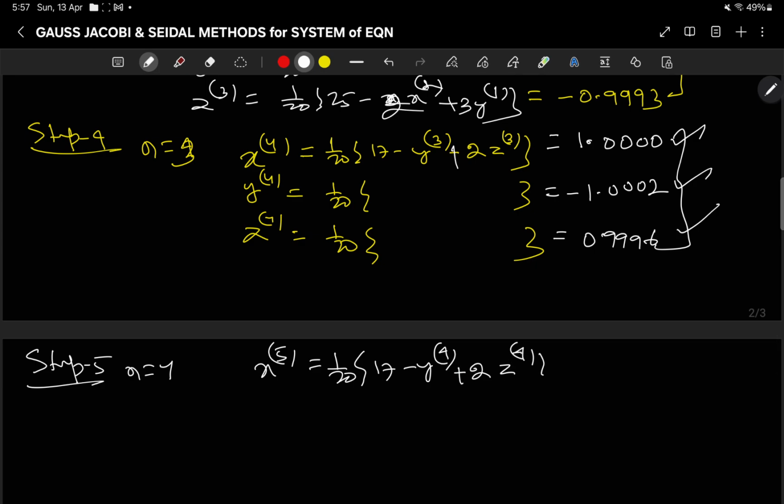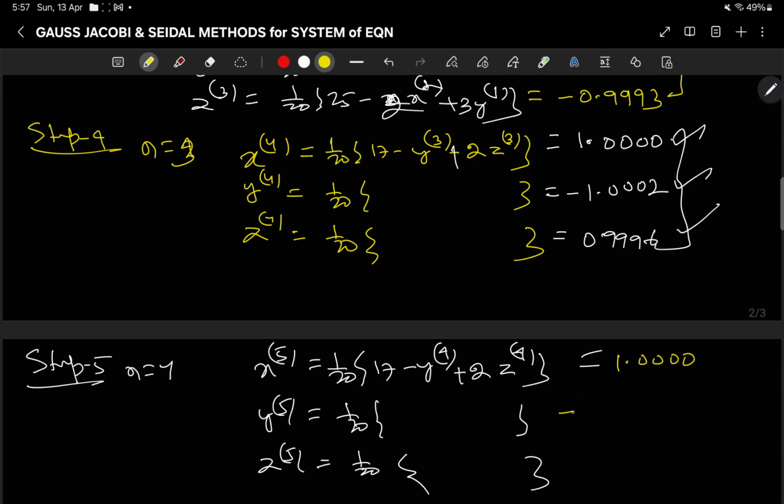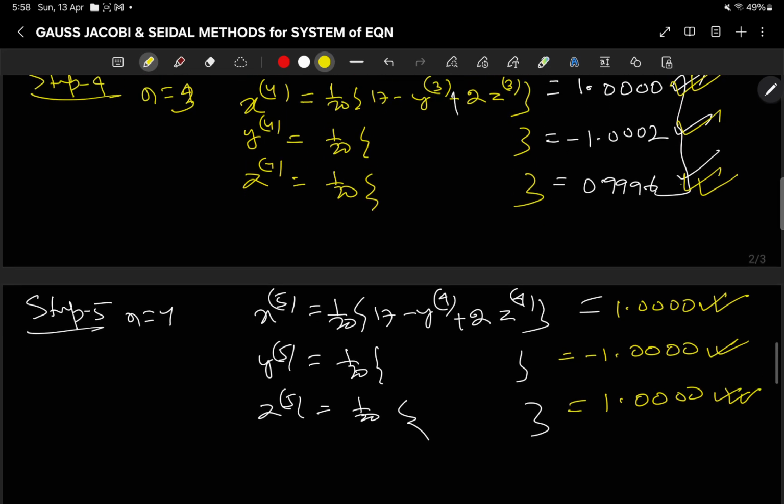Okay, so similarly you find here y5 1 by 20, similarly you find here z5 1 by 20, and this will be calculated to be 1.0000. This is minus 1.0000, this is 1.0000. You see now this is same as this, and this is almost nearly same as this. Since the result of the 2 consecutive steps coincides, we stop here, we say this is my result.